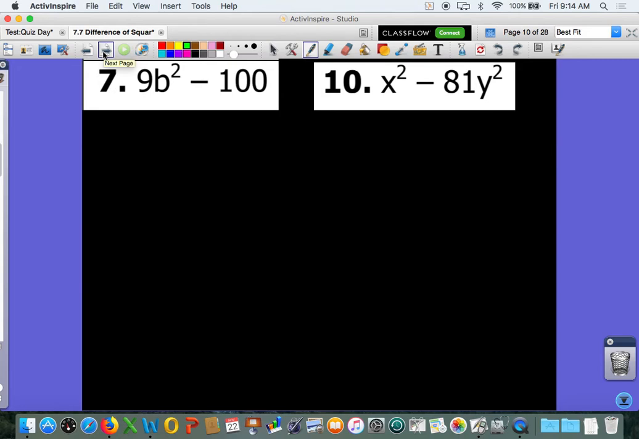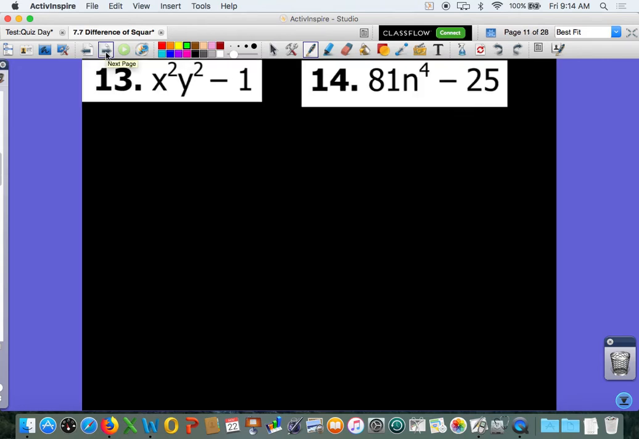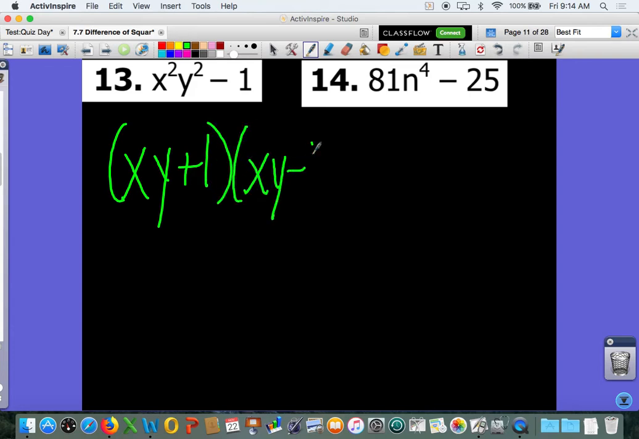Alrighty, so here we go. We're going to look at 13. Now we've got x squared, y squared. Okay, so I've got x times x gives me x squared, and y times y gives me y squared. Guess what? 1 times 1 gives me 1. So I can do plus 1 and xy minus 1.